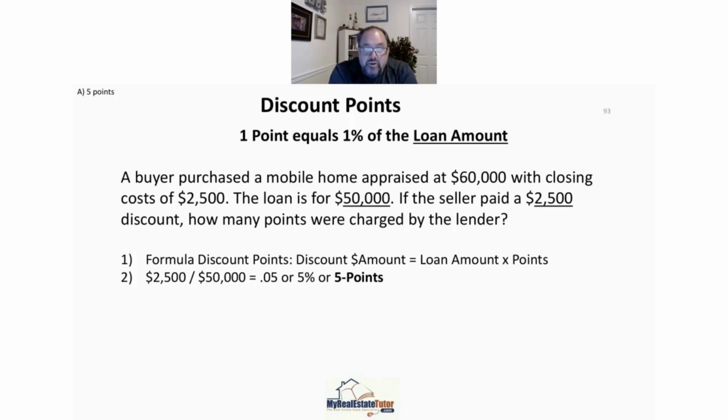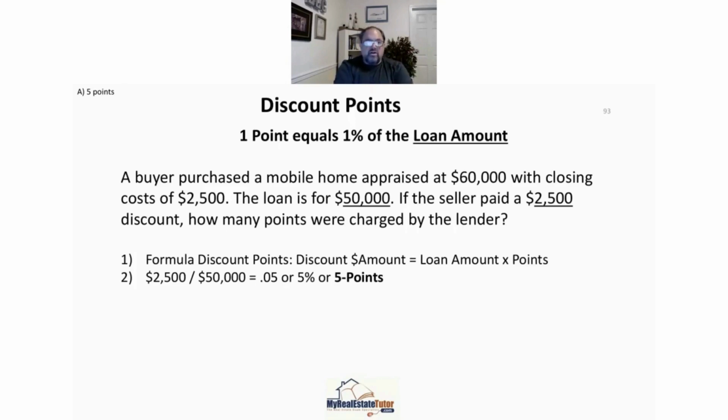You have to have a loan amount because that's how discount points are paid. They're paid on the loan amount, okay? And you have to have the value of the discount points that were paid. If you divide that out, you're going to convert that to 5 points, okay? In other words, if the problem read the loan is for $50,000 and the buyer paid 5 points, how much would it cost? You'd multiply it and it'd be $2,500, okay? So we're talking about 5 points in this problem.